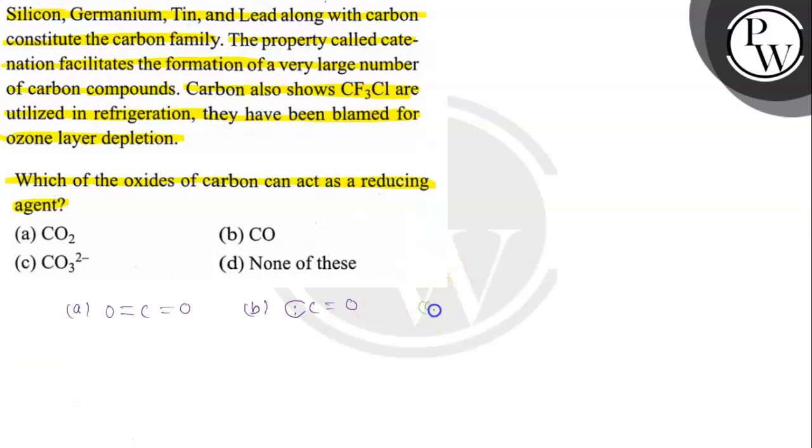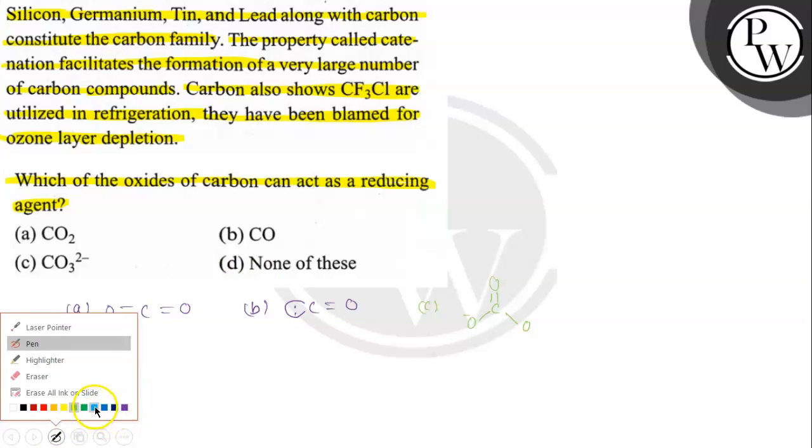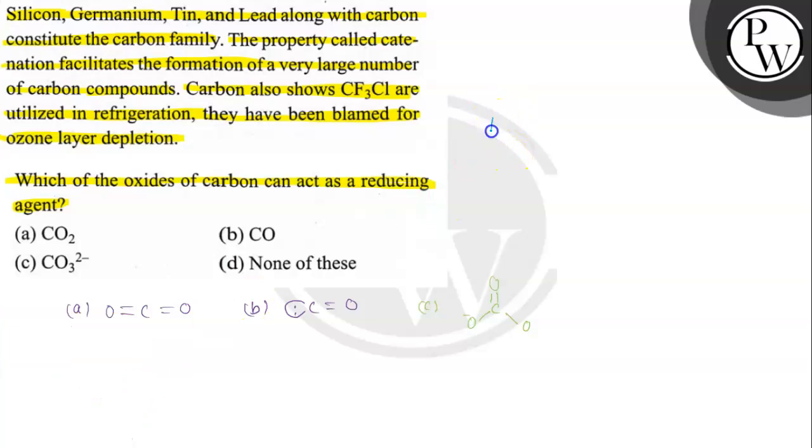Now we'll see option C. Option C is CO3 2 minus, and here the structure is C double bond O, O minus, O minus. This is the structure of CO3 2 minus, this is the structure of CO, and this is the structure of CO2. If we see the structures, first we'll know what a reducing agent is. Then you can decide which can act as a reducing agent or not.